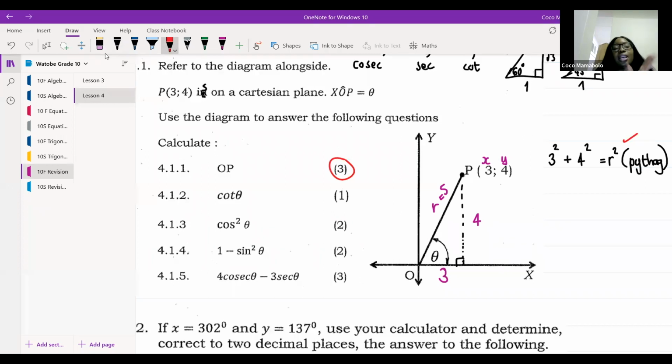Okay. The reason must be there. Then you can go 9 plus 16 is equal to R squared. Then you can go 25 is equal to R squared. And then if you go R is equal to the square root of 25, therefore R is equal to 5. You can skip some of these steps. We don't have to do all of them. We're only going to give you a mark for that step.